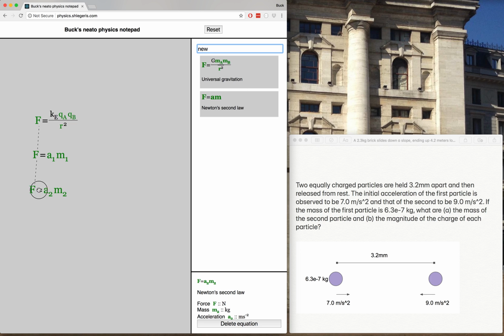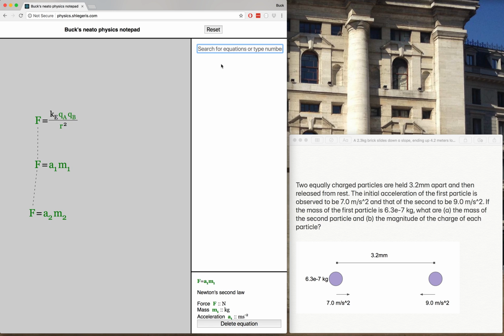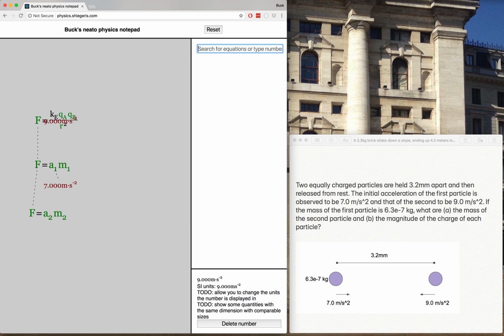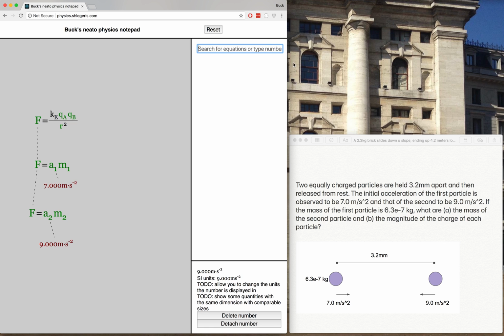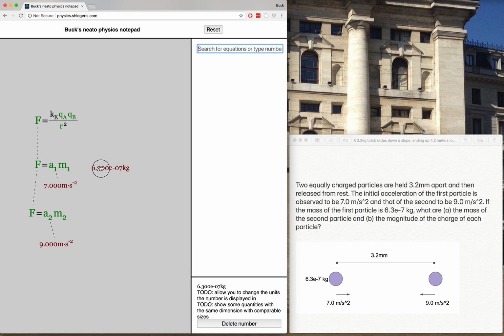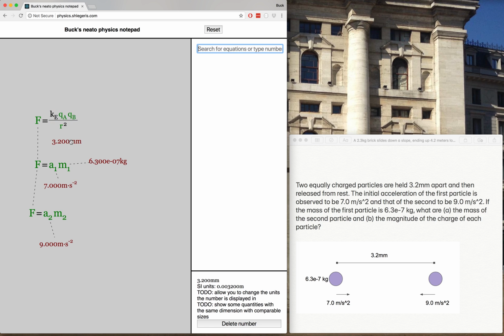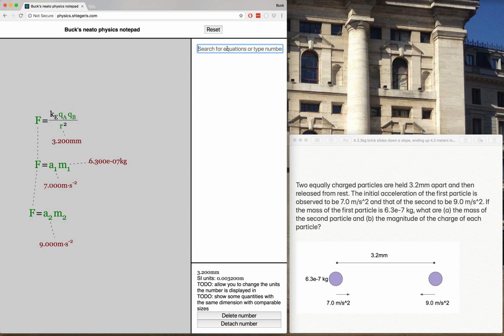Now let's sub in all the facts we have, which are 2 accelerations, a radius, and a mass. The first particle was 7 meters per second squared, the second was 9 meters per second squared. The mass of the first is 6.3e to the minus 7 kilograms. Now we can get the radius in there as well, which is 3.2 millimeters. And now let's solve some stuff.